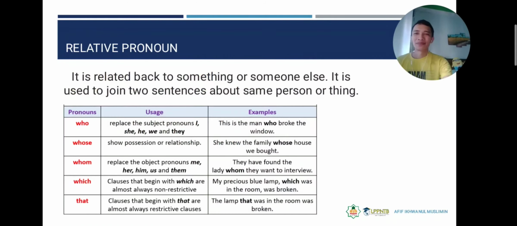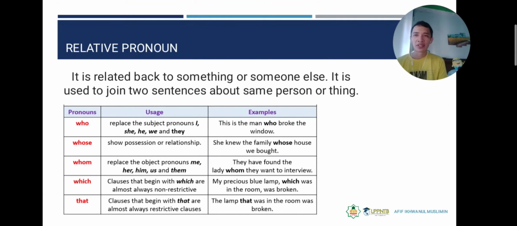Okay. Next one, we have what is called the relative pronoun. Relative means that it is related back to something or someone else. It is used to join two sentences about the same person or thing. Sometimes there is no need to repeat a similar word again and again because it will bore the reader or the listener. So you can use this pronoun when you need to connect two sentences into one.